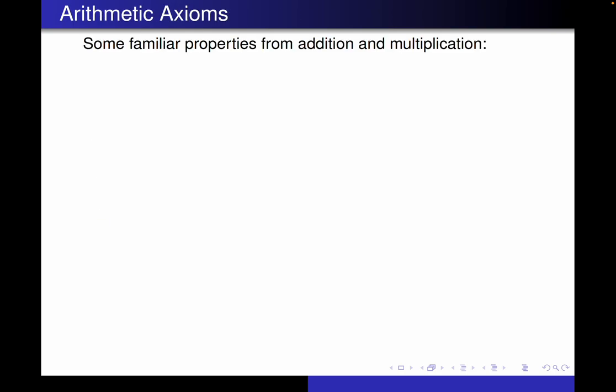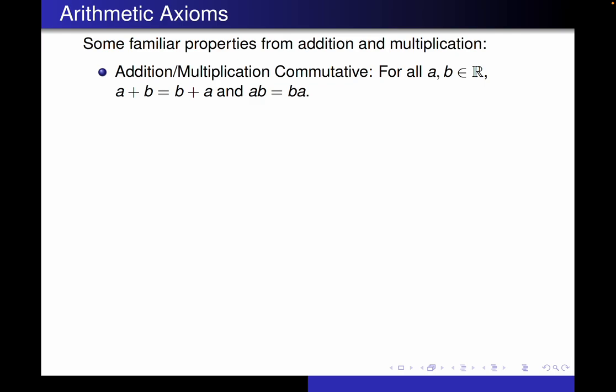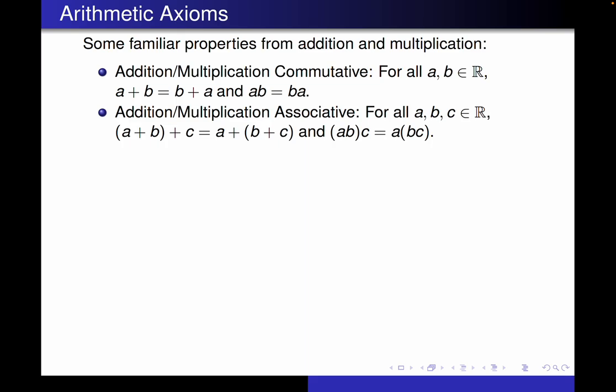So here are some familiar properties from addition and multiplication that we would, of course, expect in the real numbers. We need addition and multiplication to be commutative. So that means for any real numbers a and b, a plus b equals b plus a, and a times b equals b times a. Addition and multiplication should also be associative, which means that when you add three numbers, a plus b plus c, that's the same as adding the numbers a plus b plus c, and similarly for multiplication.